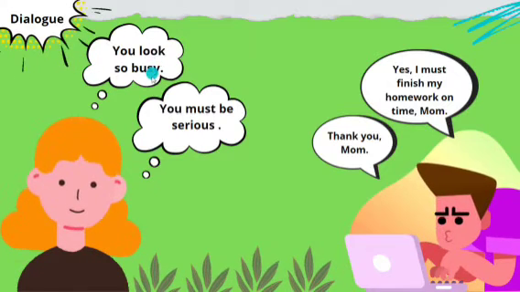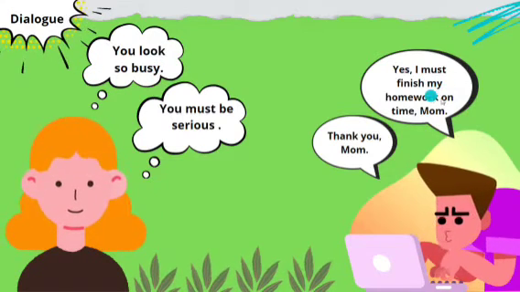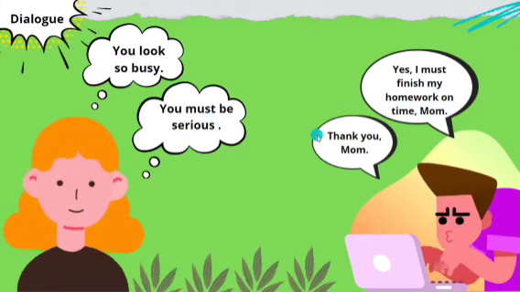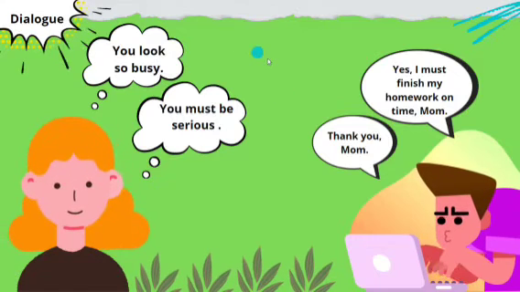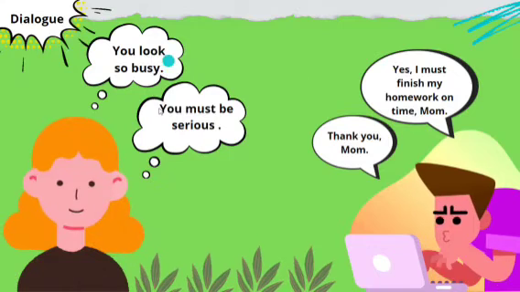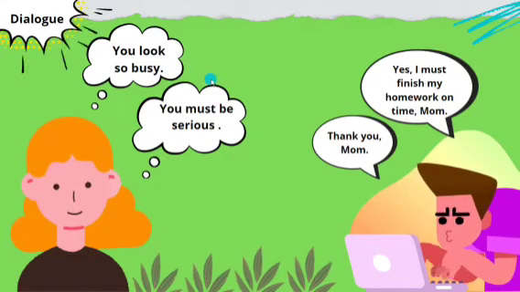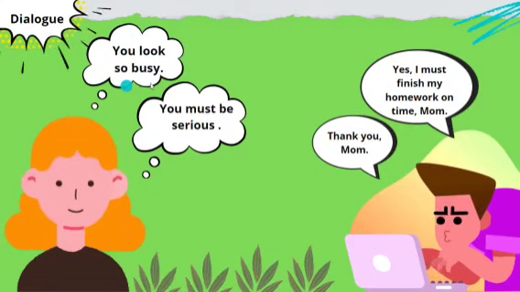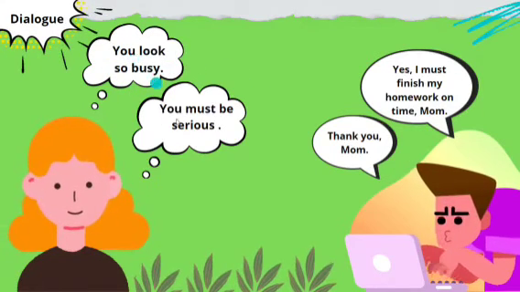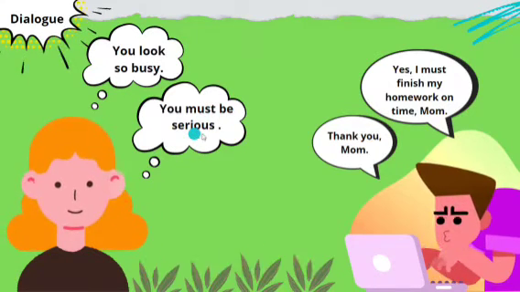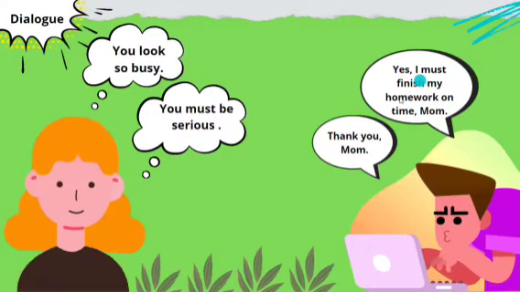Nah, dari dialog ini, can you find obligation expression? Bisakah kalian temukan ungkapan dari obligation di sini, di dalam dialog ini? Coba yang mana ya? Which one? Yes, that's true. The first one is you must be serious. And the second one here, I must finish my homework on time. Jadi muncul ada kata must be dengan ada kata must. Apa bedanya? Yuk kita cari tahu.